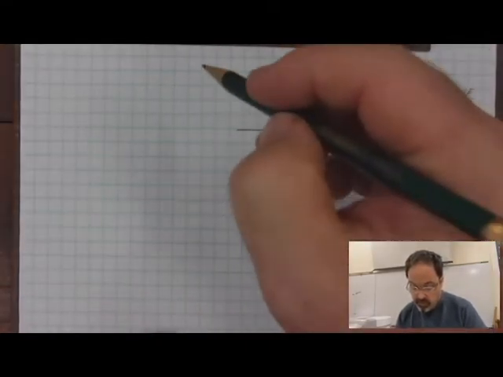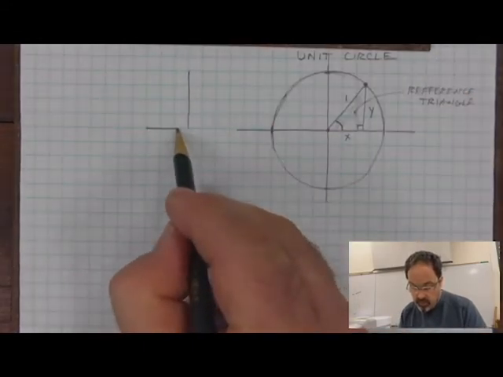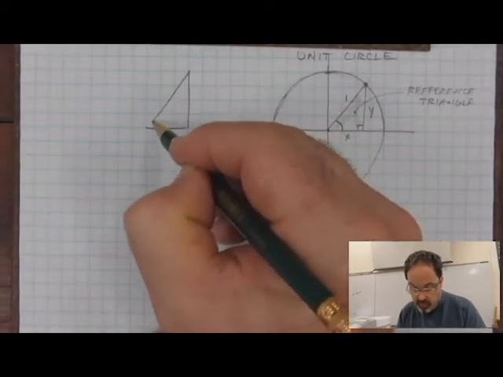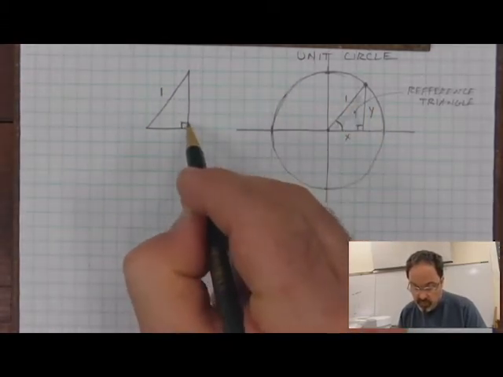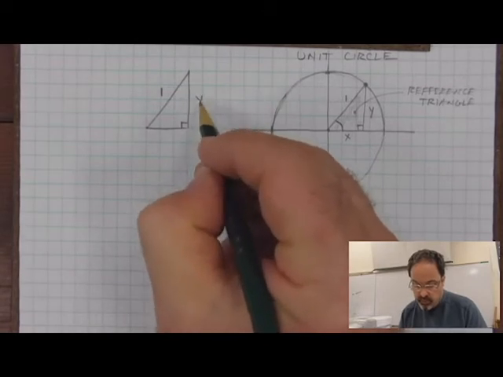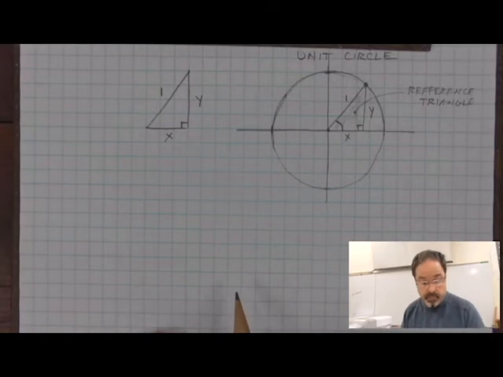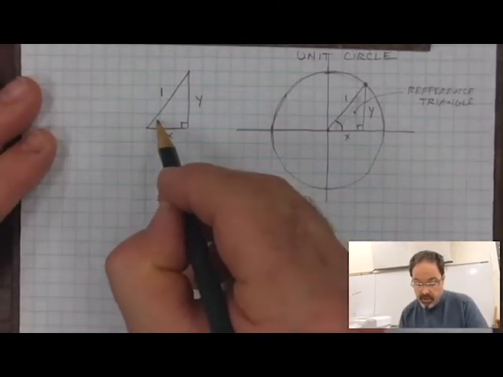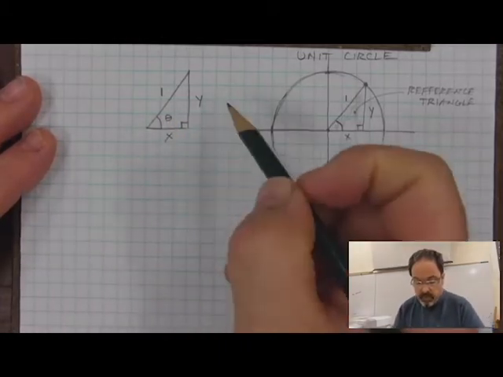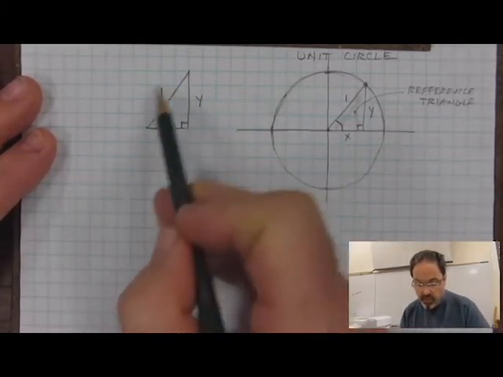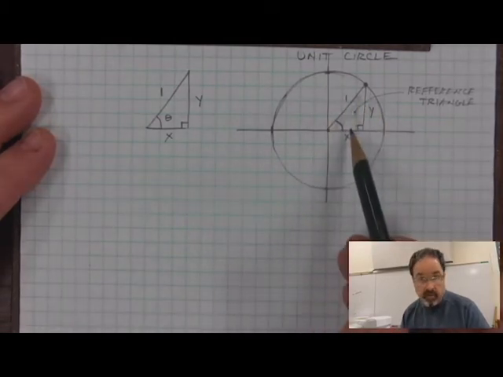I'm going to draw a diagram of the reference triangle. And I'm going to label the hypotenuse 1, the fact that it's a right triangle, and of course the x and y legs of the triangle. The reference angle we'll call theta. This reference triangle is the same geometry with the same labels as the one in the circle.